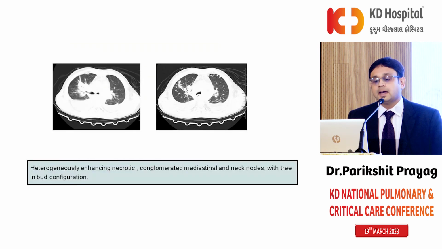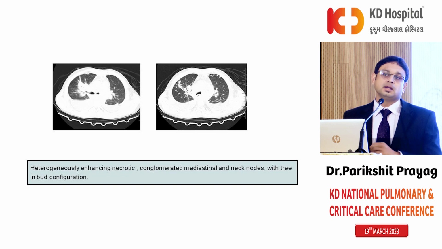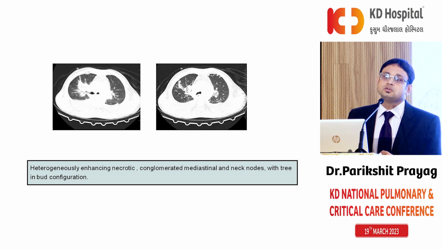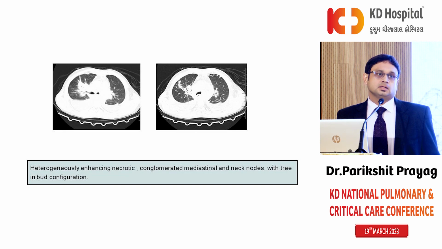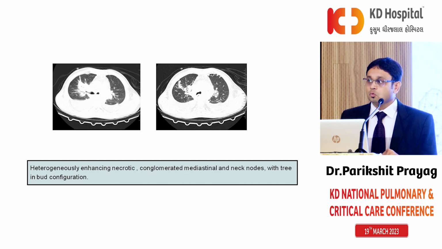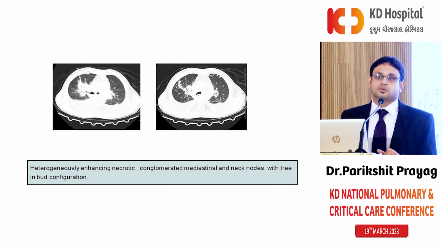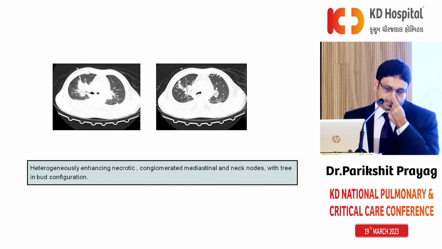But we did a CT scan, and the CT scan now shows heterogeneously enhancing necrotic conglomerated mediastinal and neck nodes with tree in bud configuration. Now, when you read the tree in bud configuration, it's not automatically TB. Tree in bud basically represents an airway pathology. So you could have a tree in bud configuration in viral infections. You could have it in airway aspergillosis. You could have it in mycobacterial processes.